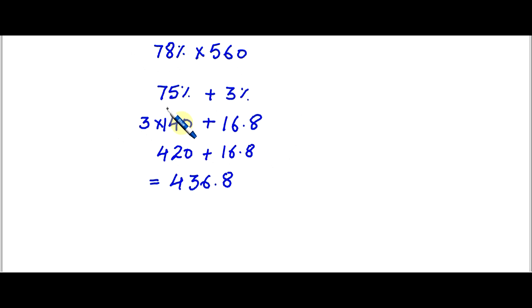So see, again, this thing will go into your mind. In fact, this breakup, this split will also go into your mind. What you need to do is straight away be able to write 420 and 16.8 and then add it up. This is the result of practice. This will be the result of the practice that you will be doing.